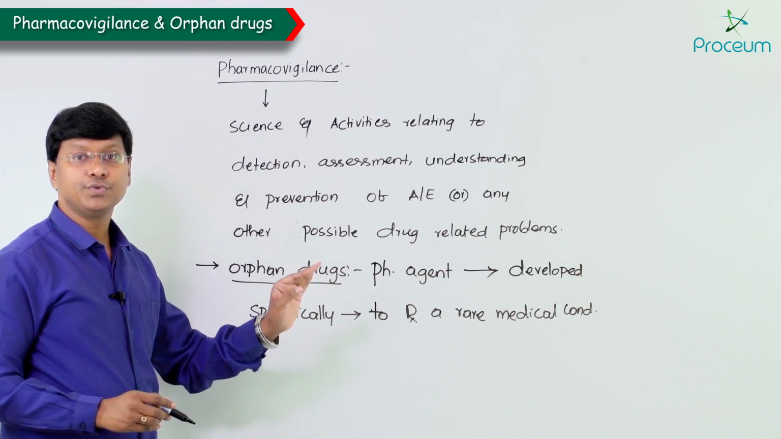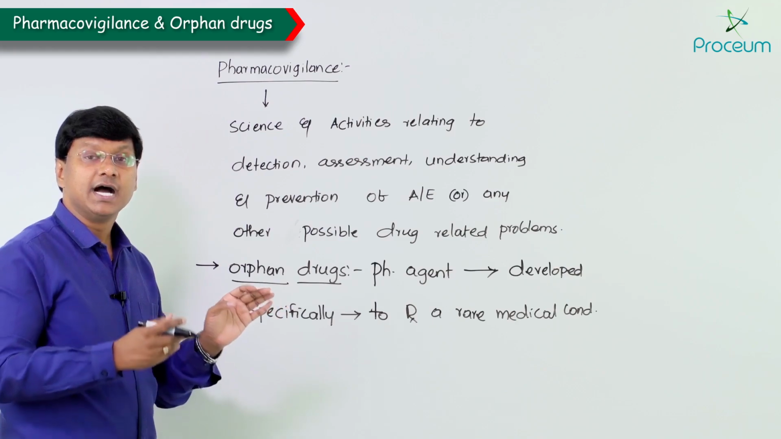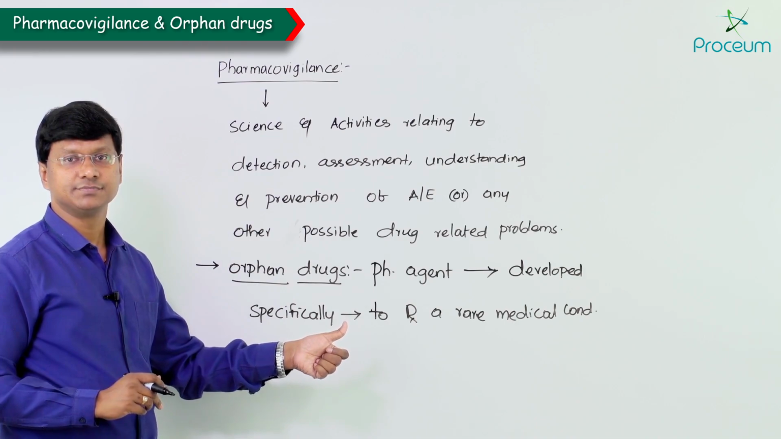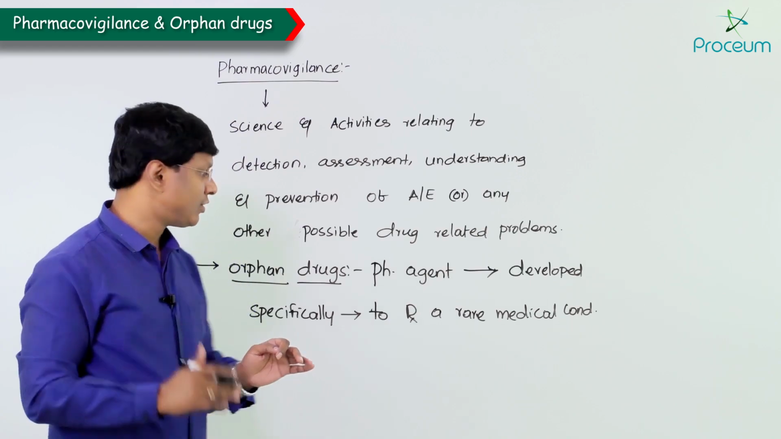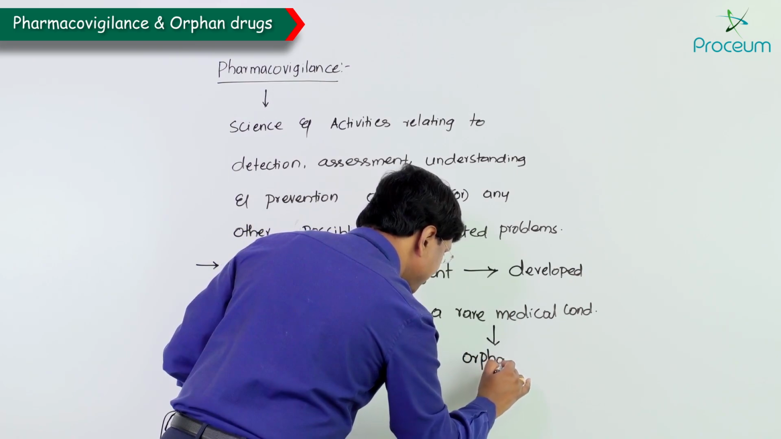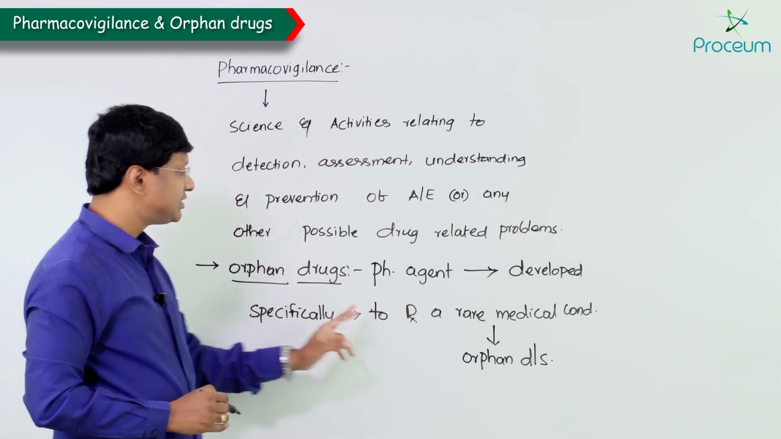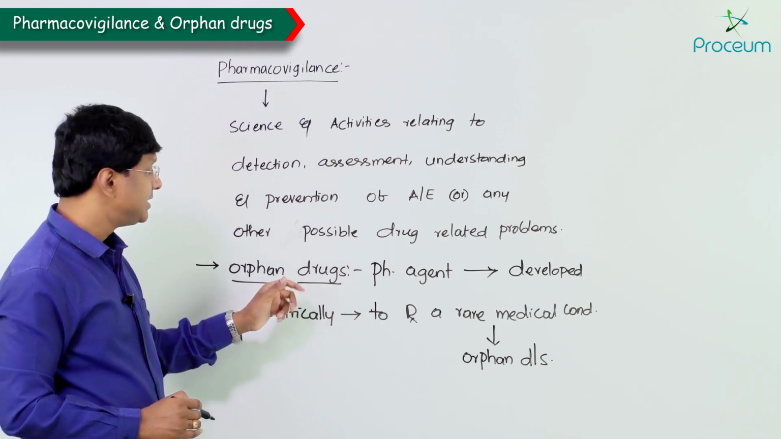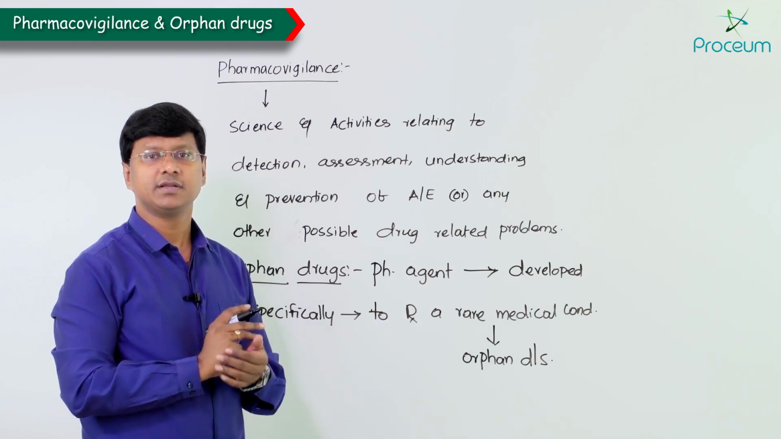Now, when will you use the words rare medical condition? When a particular disease is affecting fewer than 2 lakh people, then we use the words rare medical condition. Okay, and the condition itself is referred to as an orphan disease. So a drug which is used in the treatment of the orphan disease is called the orphan drug. And this particular orphan disease is one of the rare medical conditions.